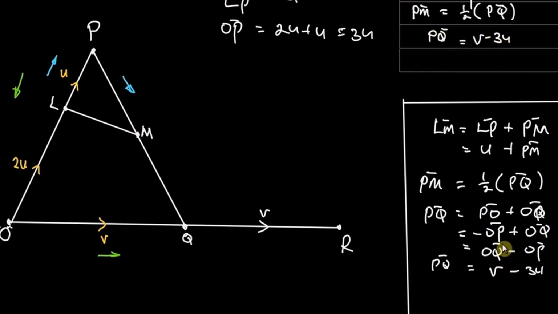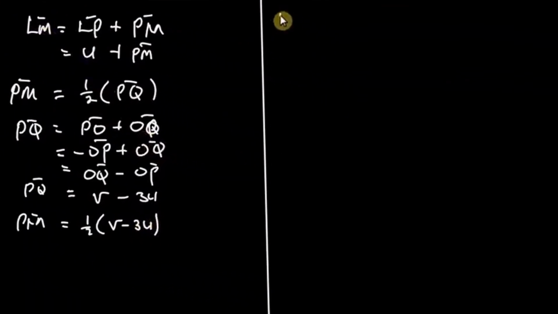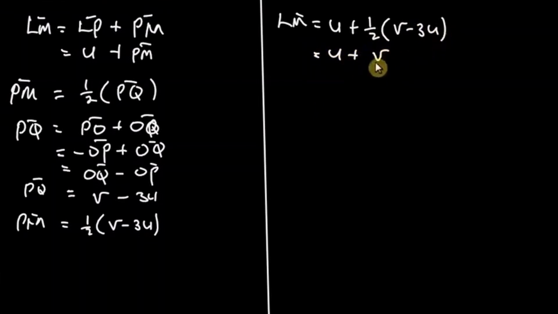But this is just going to help us to find the vector PM. So we can write then that PM, which is what we're after, is equal to a half of this vector PQ, which is v minus 3u. So we can now establish the vector LM. So finally, the vector LM is equal to u plus PM, which we have just found, which is a half of v minus 3u. So let's simplify. So that's equal to u plus, and we expand, v over 2 minus 3u over 2.